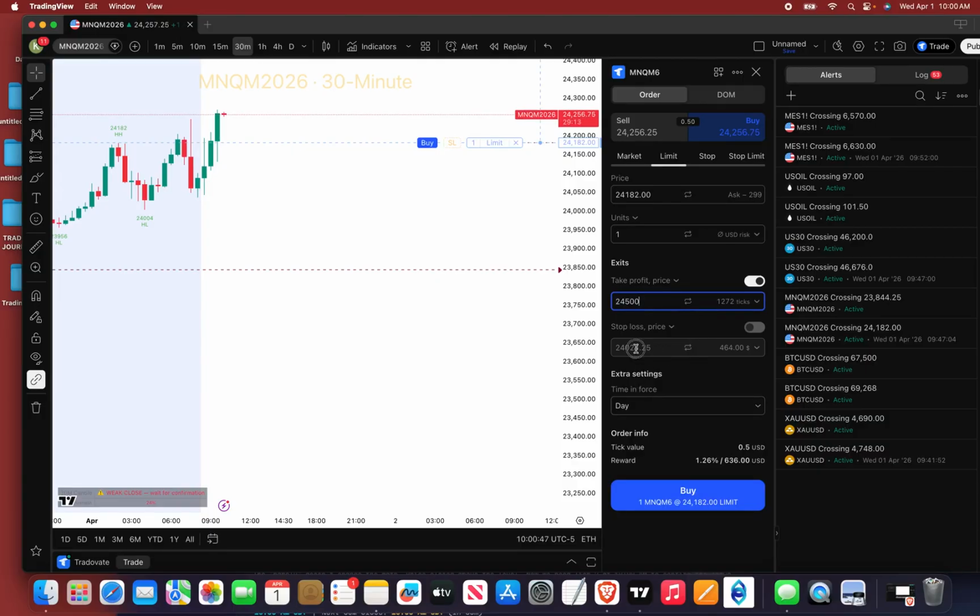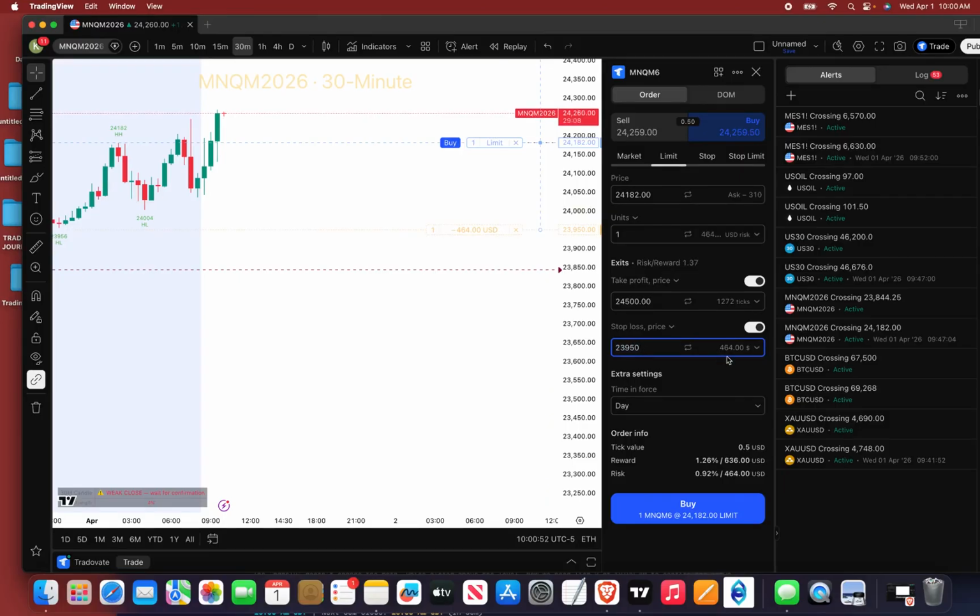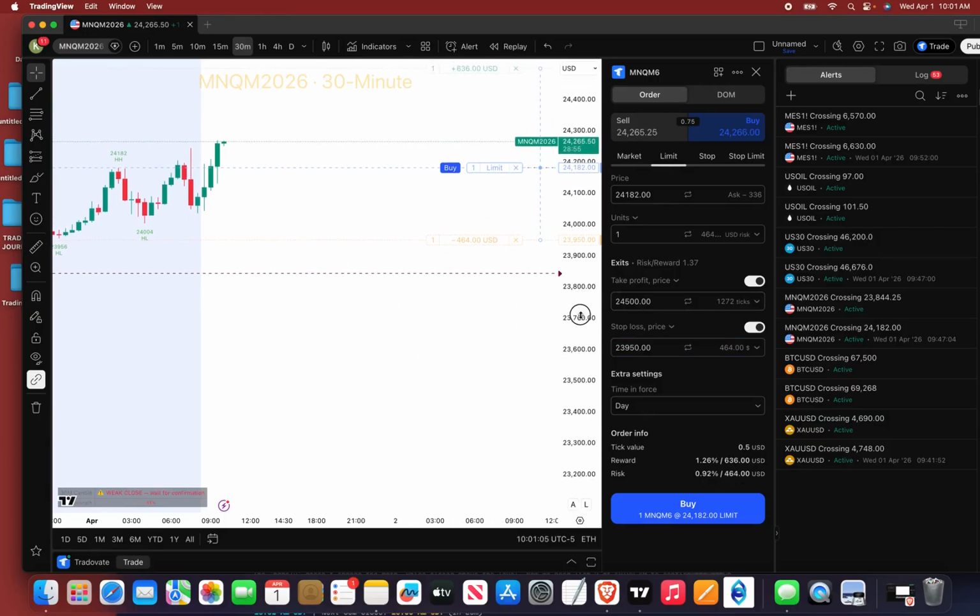And we're gonna do our stop loss, which is 23,950. So we could possibly lose $464 if it hits 23,950, which is about right here. Or we possibly could win 636. Okay, so let's put that in.